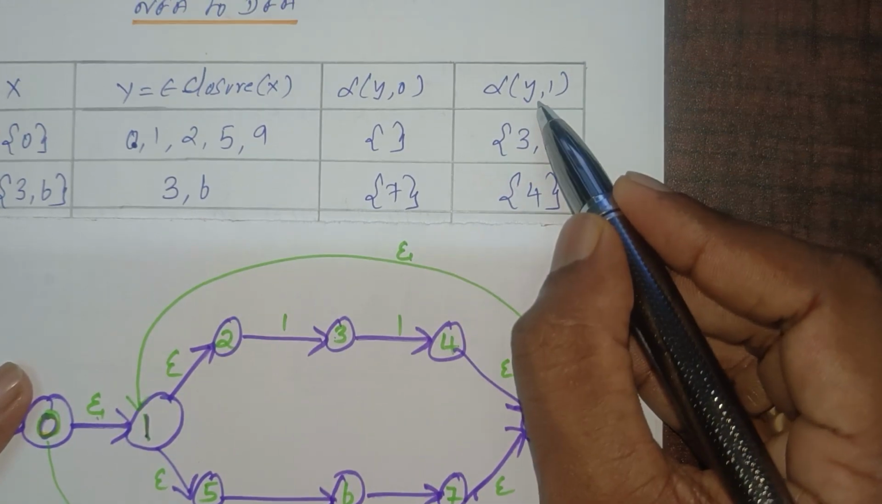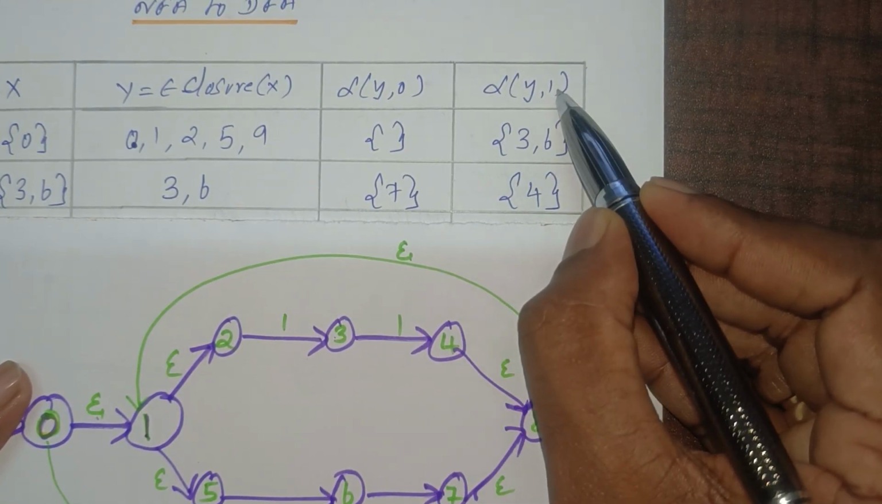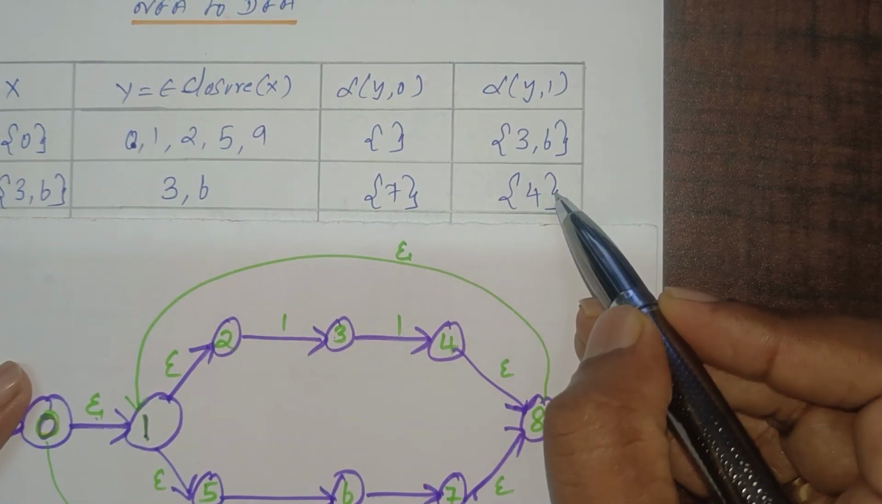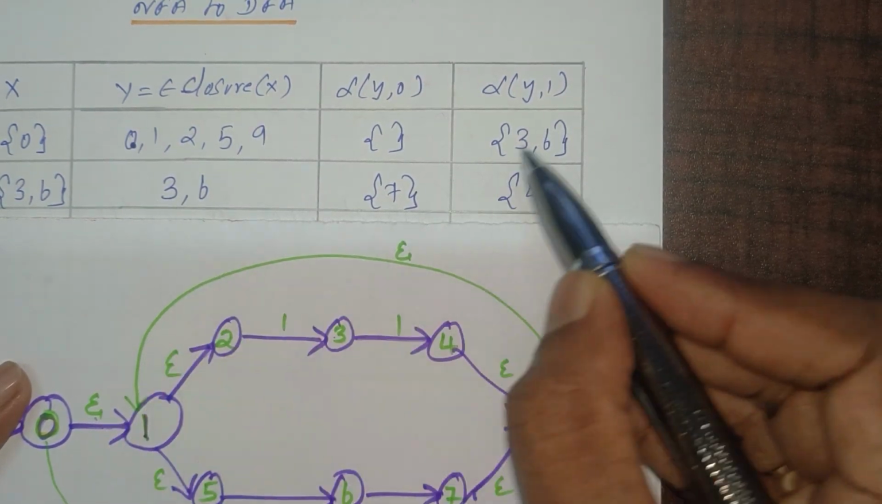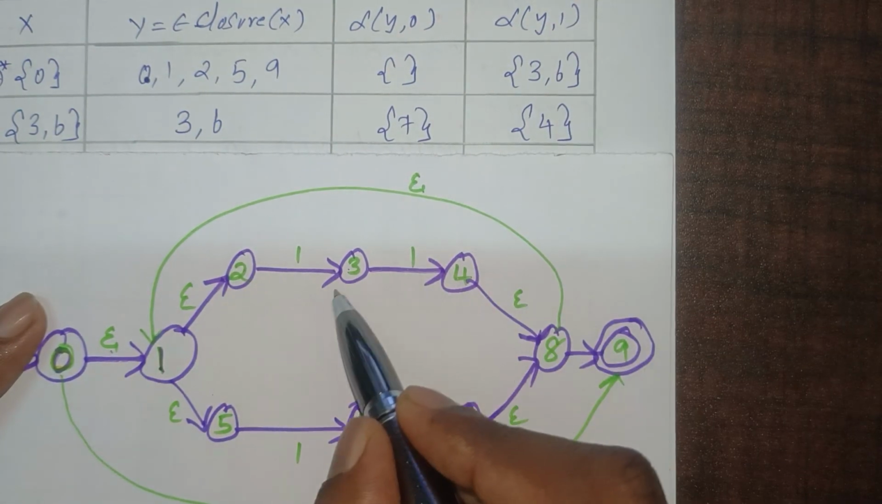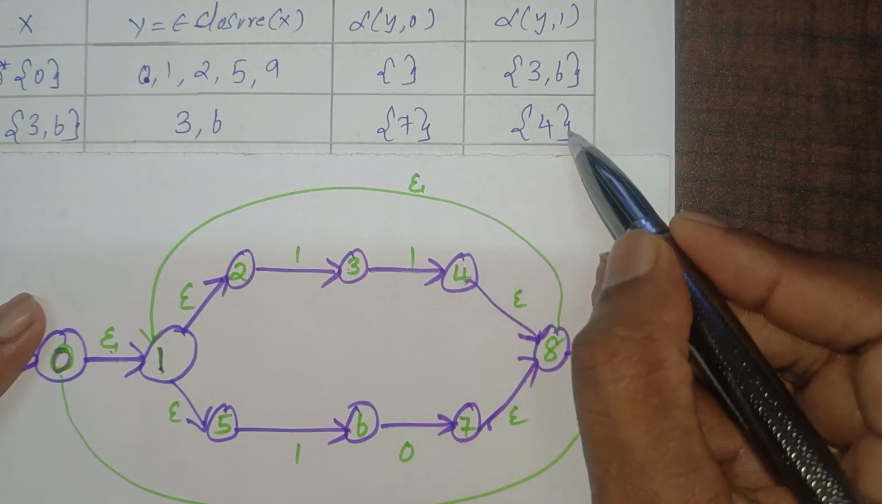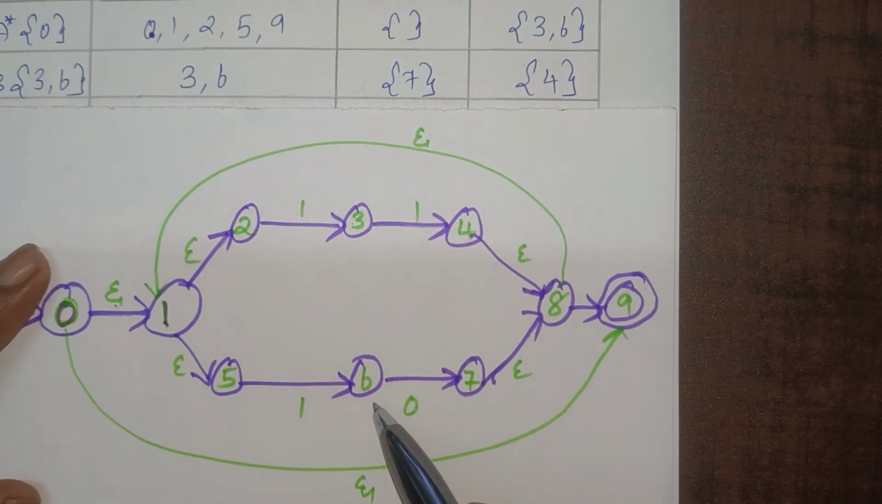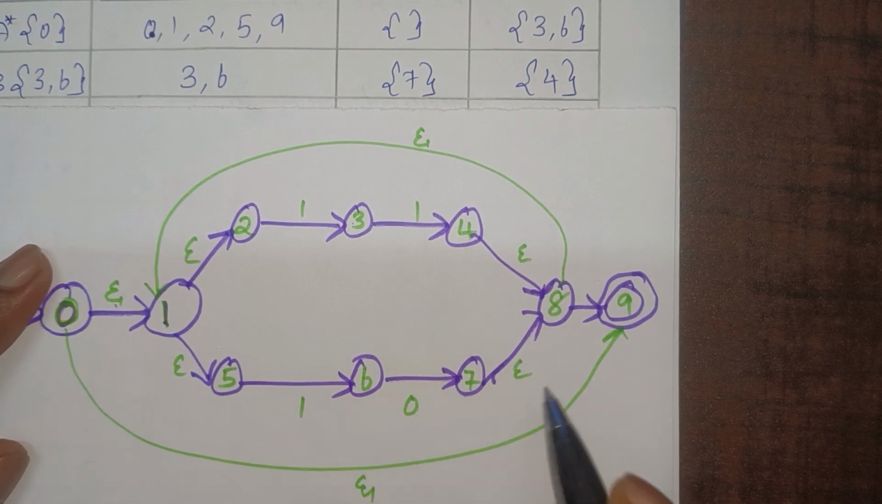And let me take you to the next part, that is lambda y comma 0. Y, you know that 3, 6 is y. So now you can see here this 3 is taking 1. You can see here this 3 is taking this 1 to reach 4. So I have mentioned 4 here. Now let me check whether 6 is taking 1 to reach any other state. There is no. So nothing is done.